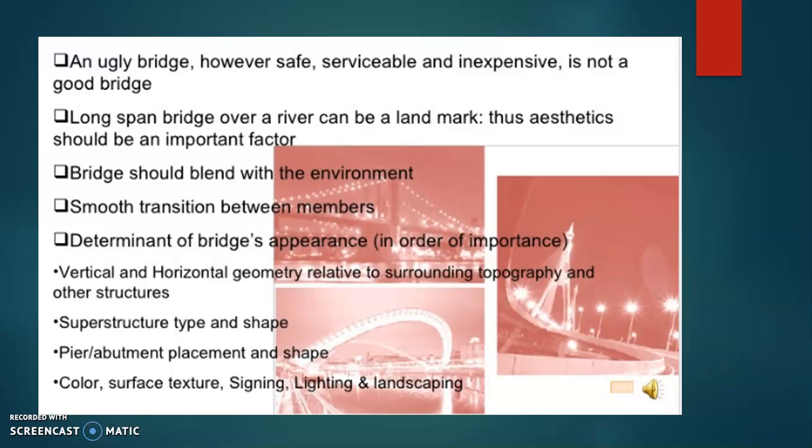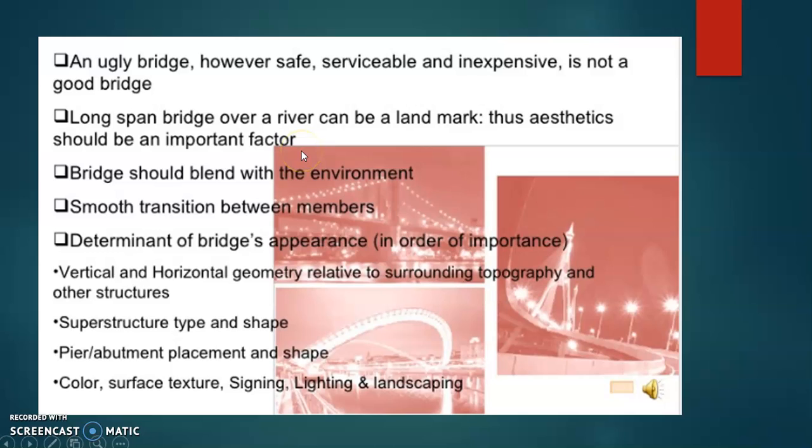Like in Tokyo, we have a very famous cable suspension bridge. I don't remember the name, in Odaiba, Tokyo, or let's say in San Francisco, the Golden Gate Bridge. Now in Malaysia we have the new drawbridge in Terengganu. We have the open gate bridge in the UK. So it contributes to the landmark of a country. A long span bridge over a river can be a landmark, thus aesthetics should be an important factor.